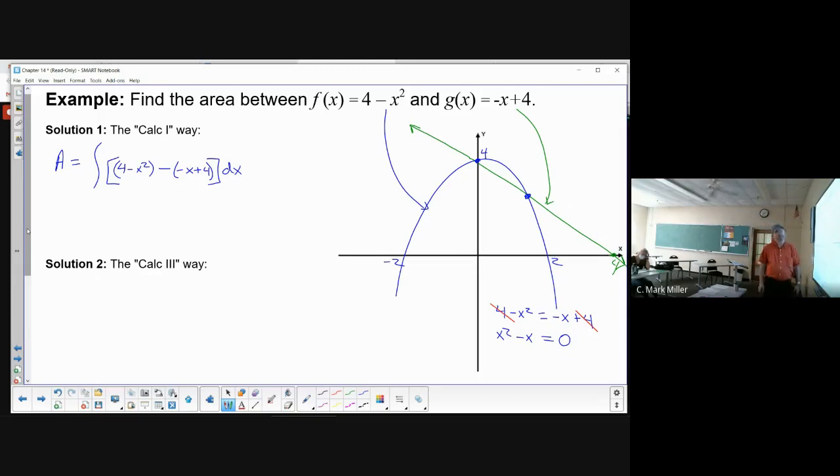And so this is the same as x squared. So I'll put that on the other side. X squared minus x equals 0. Do I like that? Yeah, I think I like that. So that's going to give me that x equals 0 or x equals 1. So this is the point 1, 3. So our x goes from 0 to 1.